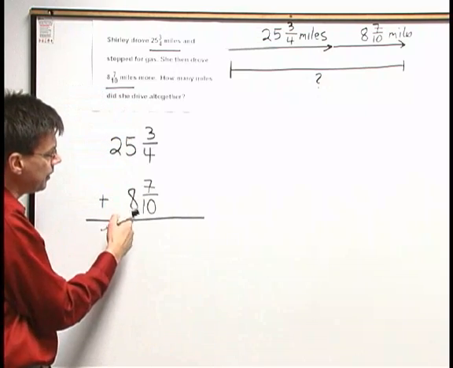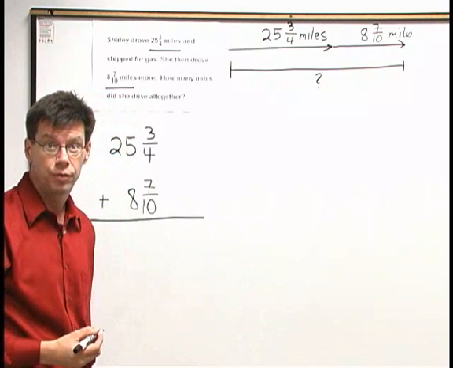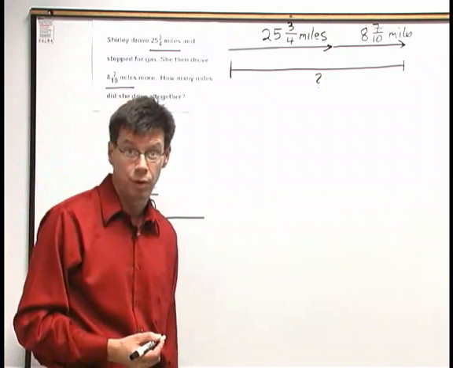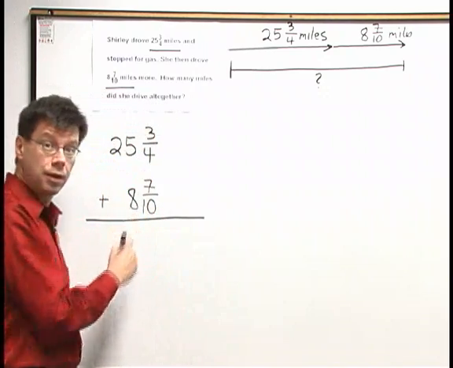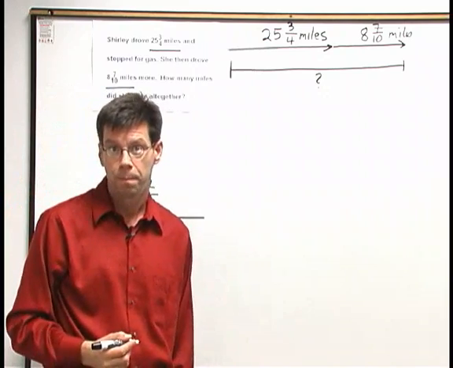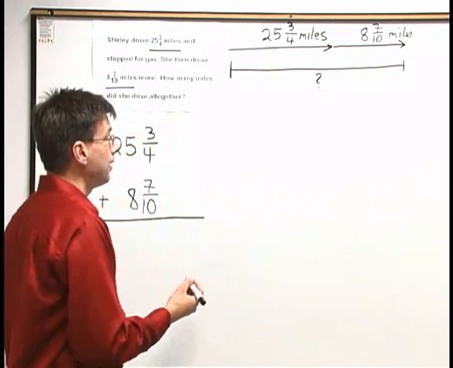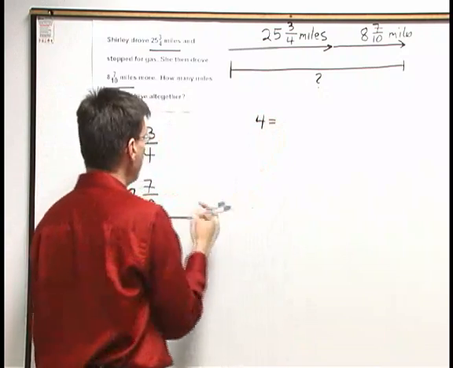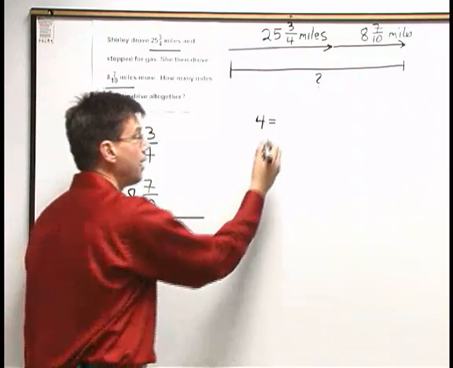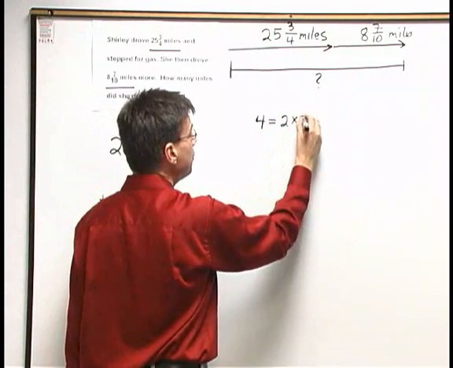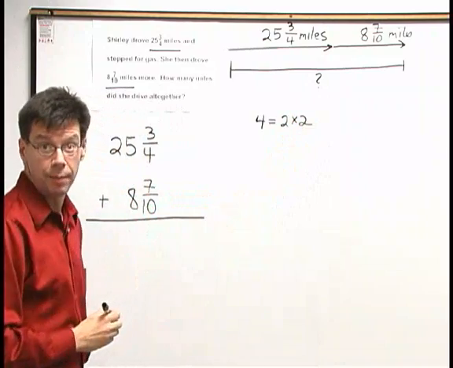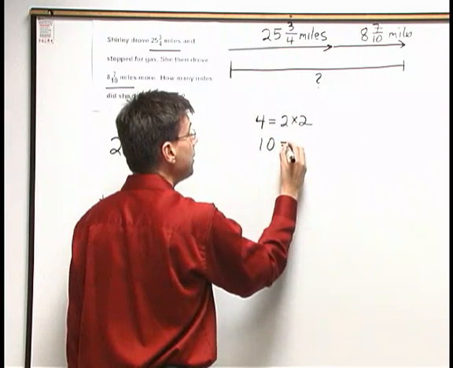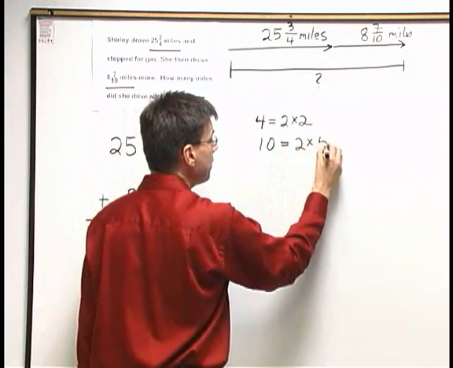Now, in order to add here, we need a common denominator for our two fractions. The common denominator that we'll use is the least common multiple of 4 and 10, the two denominators that we see. Let's go ahead and figure out what that least common multiple is. I'm going to take 4, one of the denominators, and factor it into primes. 4 is 2 times 2. I'll take my other denominator, that's 10, factor 10 into primes. 10 is 2 times 5.